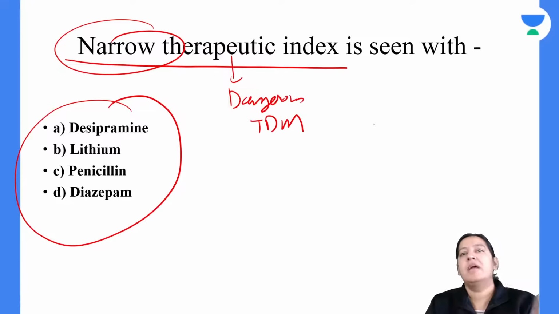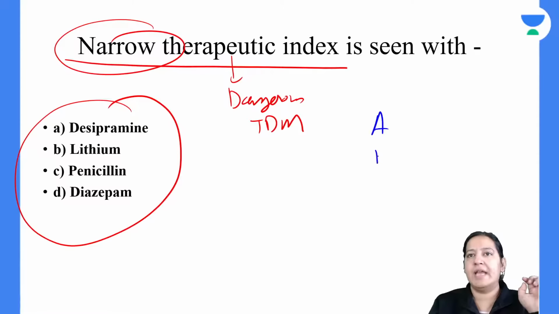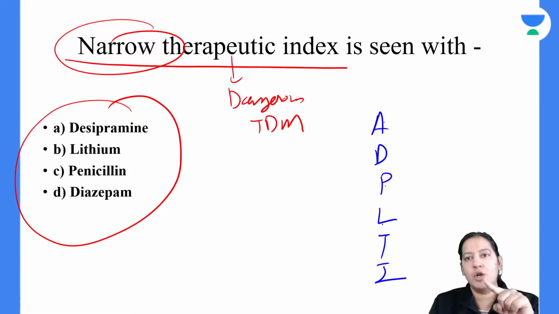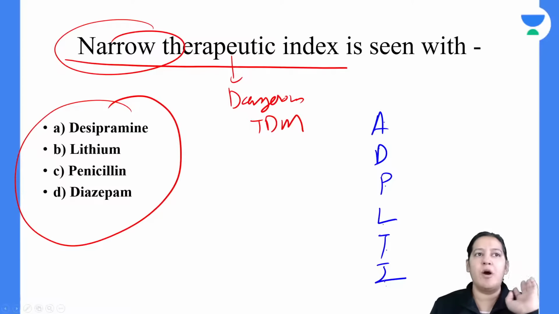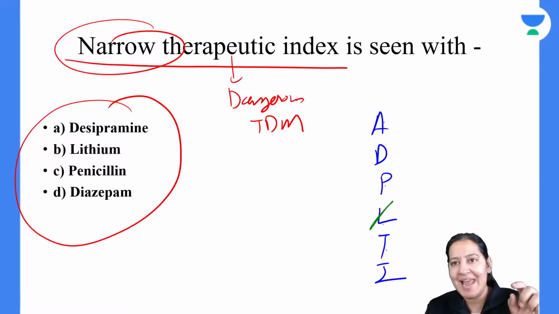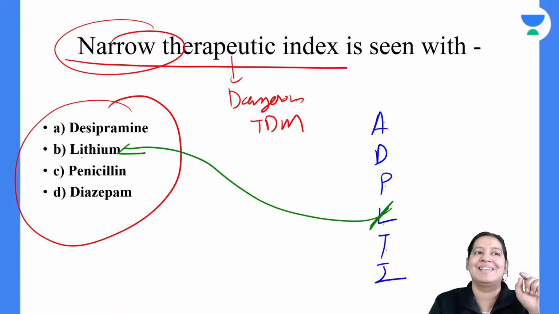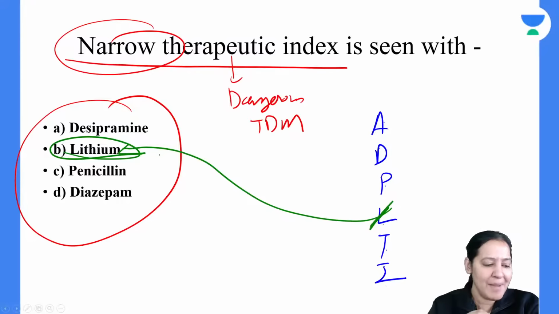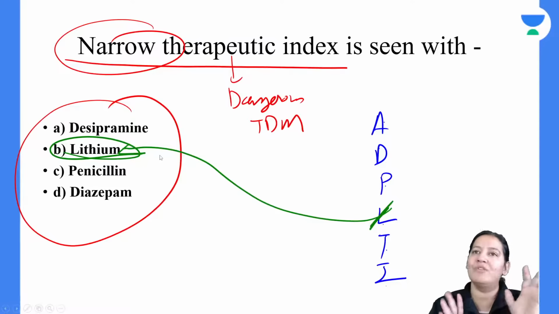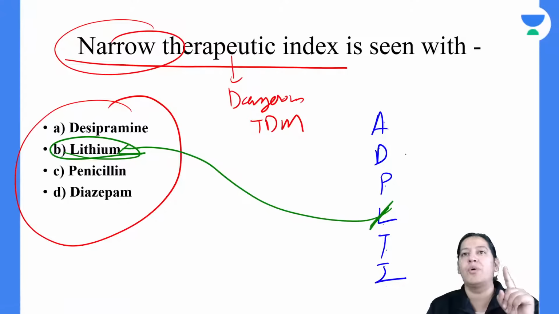What was the mnemonic? A drug possess low therapeutic index. So you know the full form. If you know the full form, you can answer it. If you know what L is here, who will tell me? L is lithium. So correct answer here is lithium. You all are right. You should know the full form of it. It is aminoglycosides. It is the digitalis, digoxin or digitalis, phenytoin, lithium.